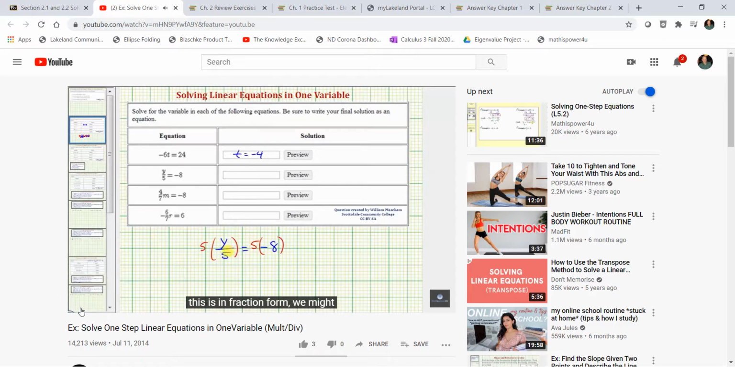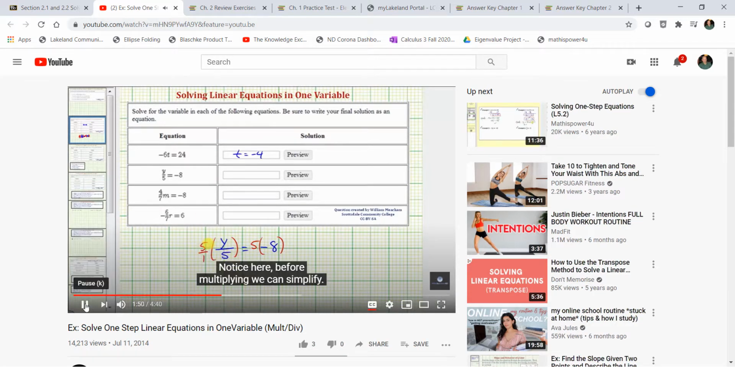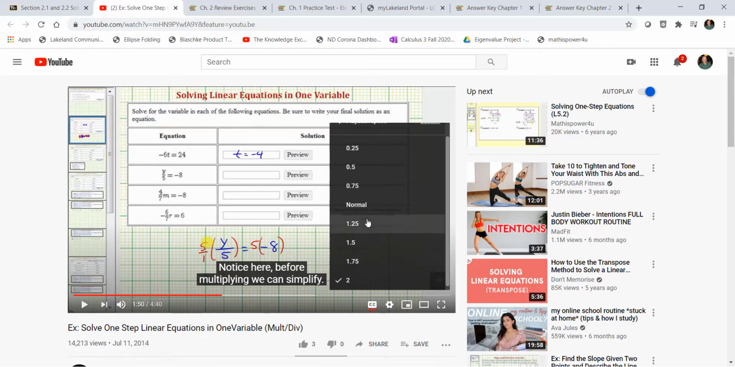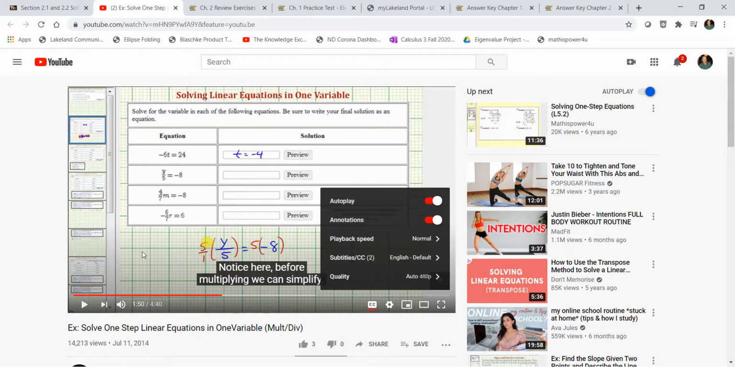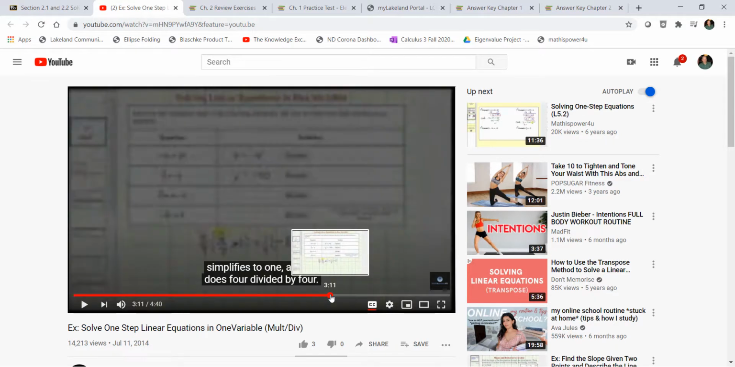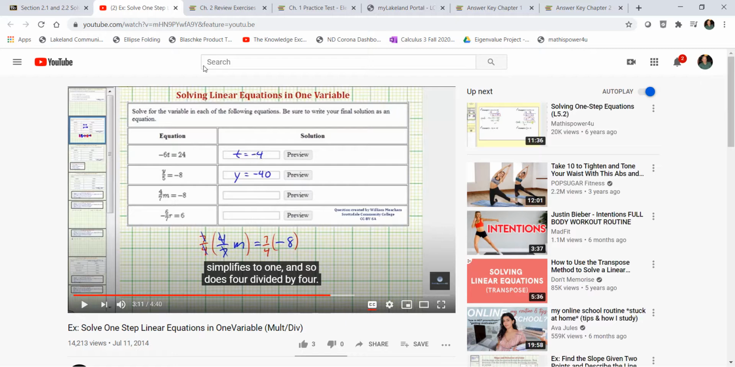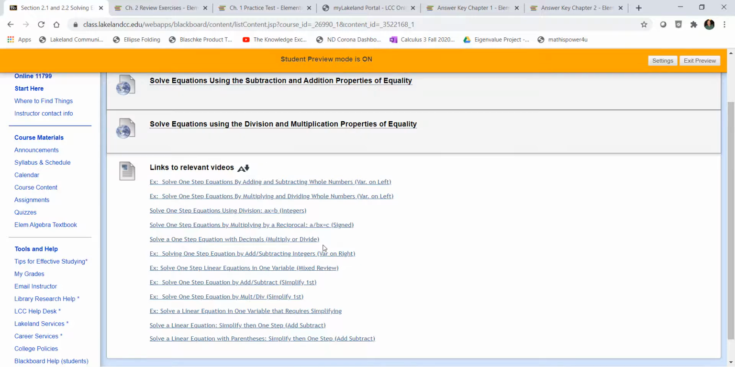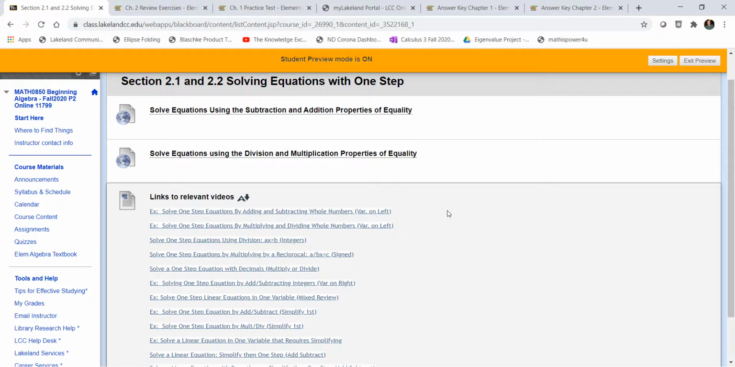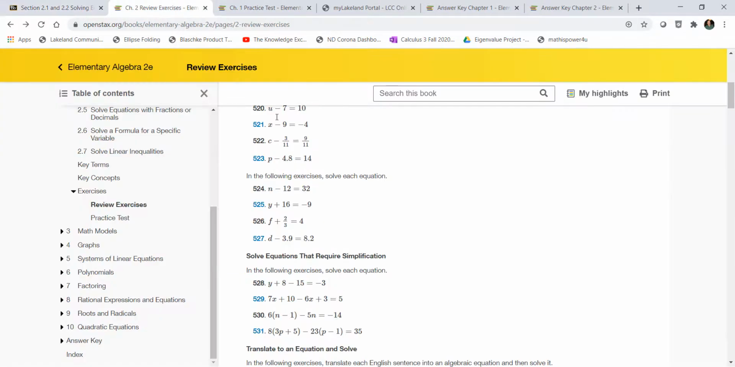Notice on the left side, because this is in fraction form, we might want to write 5 as 5 over 1. Notice here before multiplying, we can simplify. Now, that may drive you crazy, but I've seen some students that enjoy doing it that way. Here, I'm going to change my playback speed back to normal. I do like doing normal speed and then just fast forwarding to whatever it is I need. So I hope that you'll take advantage of that as well. I have lots of videos posted for you that are relevant to the section. I think between the videos and the excellent textbook, I think you'll be able to do this.